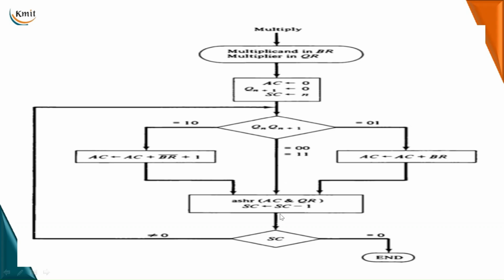Once the sequence counter is decremented by 1, you again check its value. Until the sequence counter reaches 0, you repeat the same process of checking Qn and Qn plus 1 and performing the operations. If the sequence counter doesn't reach 0, you go back to this step and start checking the values of Qn and Qn plus 1 again and proceed with the remaining steps. If the sequence counter reaches 0, you stop the process. This is how we perform the multiplication of the two operands stored in BR and QR using Booth's algorithm.